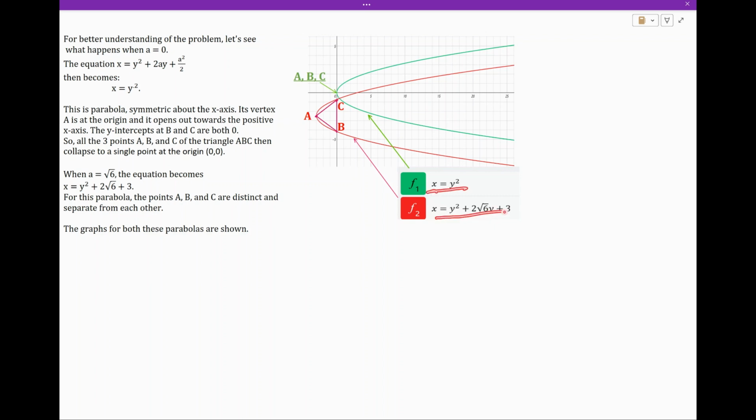Okay. The graphs for both these parabolas are shown.